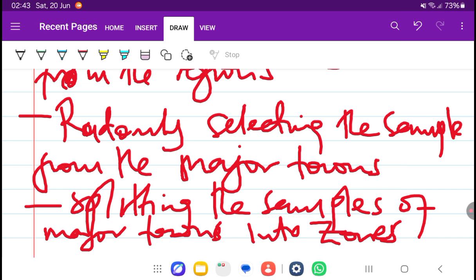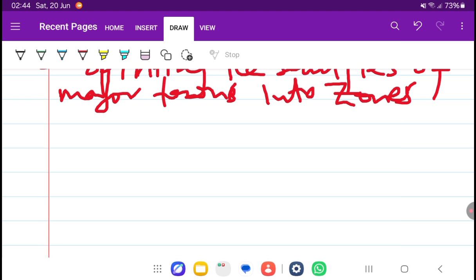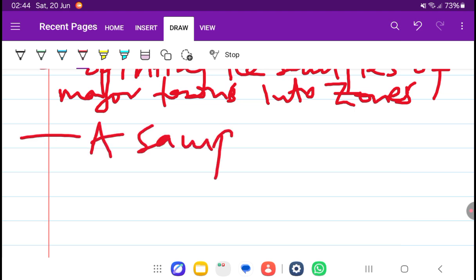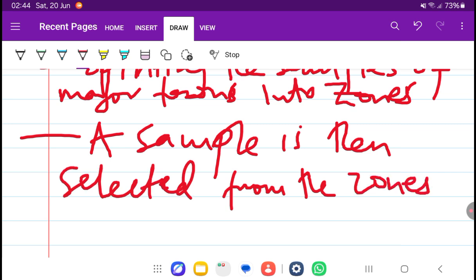But still you also do what? You use random sampling. So a sample is then selected from the zones. This is just a simple illustration to clarify what we have talked about.